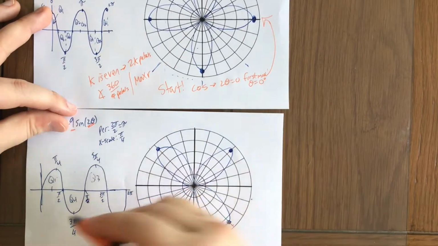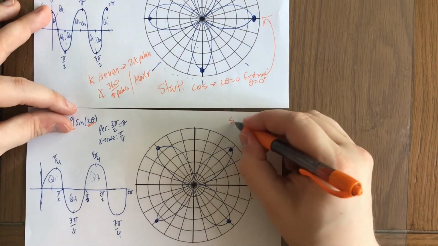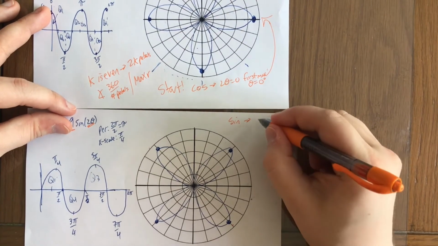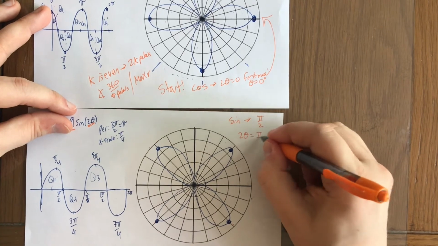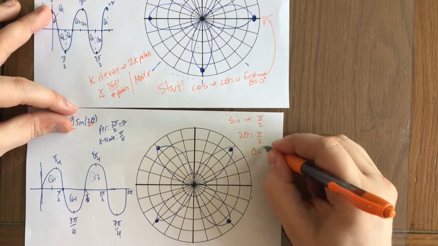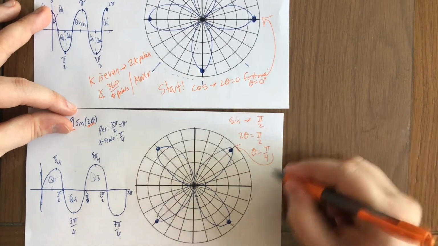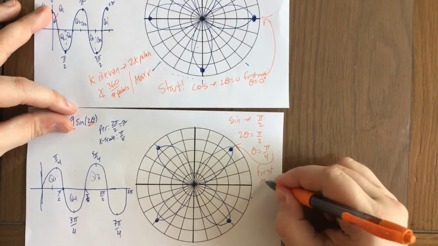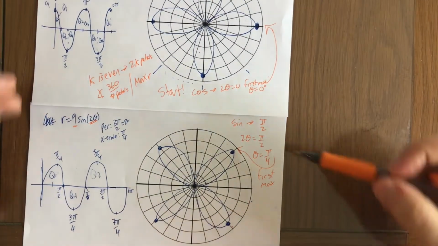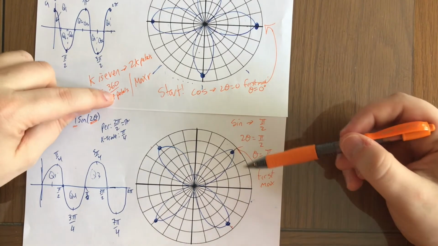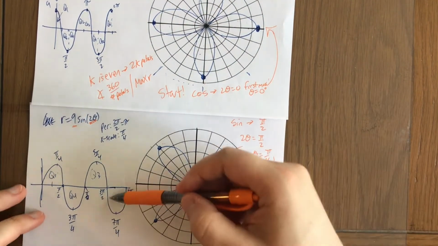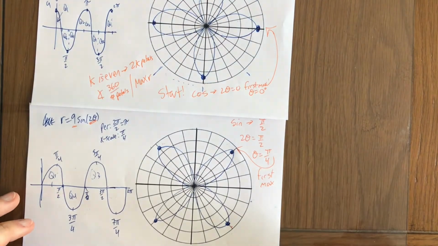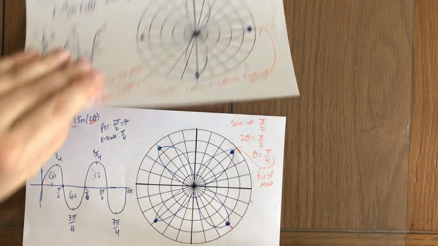For sine, its first maximum in traditional sine world happens at pi over 2. So what we do is take 2 theta and set that equal to pi over 2 and solve for theta. That's going to be pi over 4. And we know then that the first max happens at pi over 4. So if we know the first max and we know the angles in between, then we can solve where all of them are without needing to actually do this part of the graph. Pretty neat, right? 2 more left.